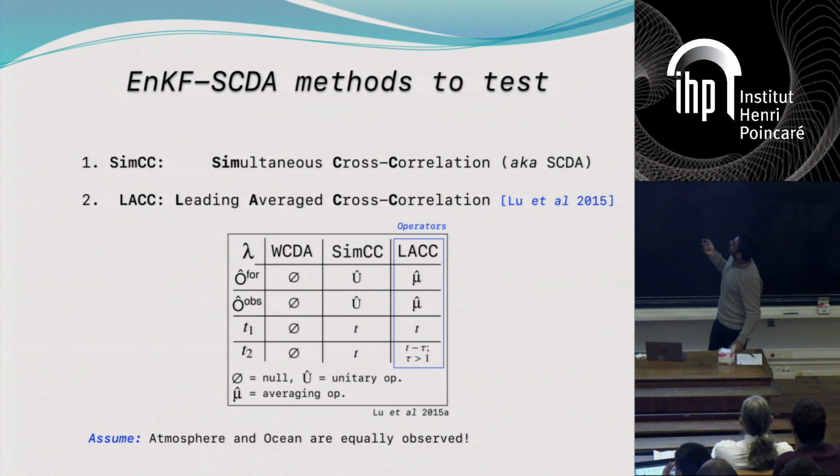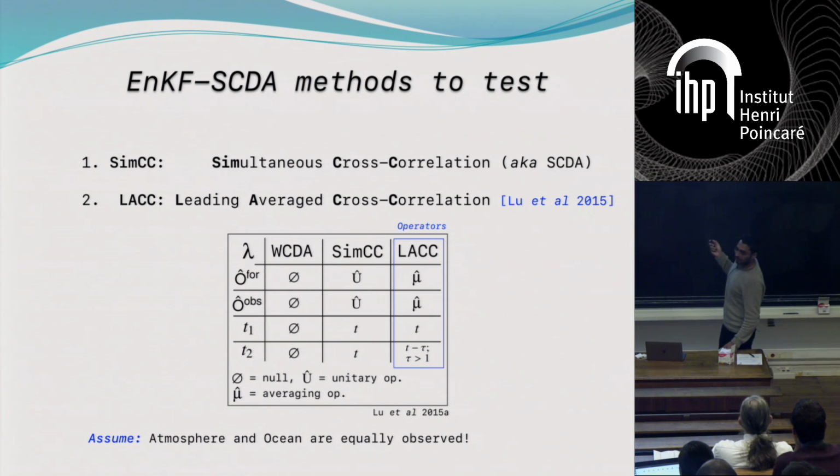It doesn't matter. In the simultaneous cross correlation, which is simply another name for strongly coupled DA, this operator is a unitary operator, which means it only affects the current time, and it only takes the data at the current time. So it's basically just your strongly coupled DA.